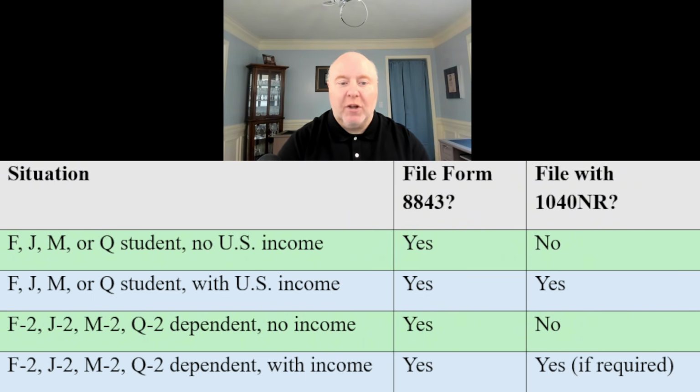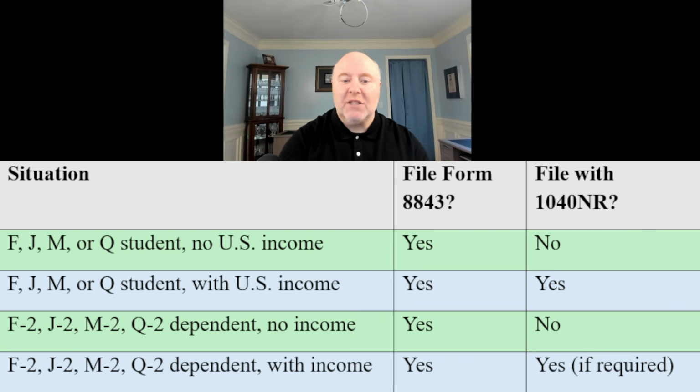The first one, though, we're looking at F, J, M, or Q student with no U.S. income. So if you don't have any U.S. income, then you're not going to have to do the 1040 NR. The 1040 NR is only if you have U.S. sourced income, which is often things like a 1099, W-2, or even excess scholarship that exceeded your tuition and fees. So if you don't have any income, then the only thing you're going to be filing is that 8843. You won't be filing the 1040 NR.